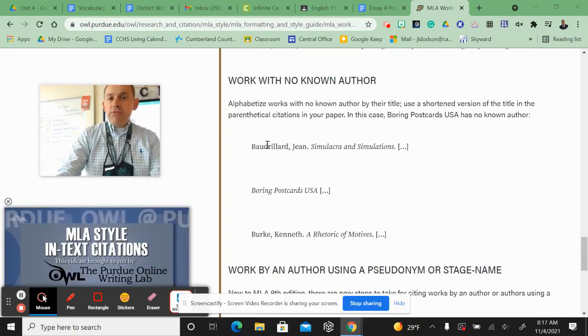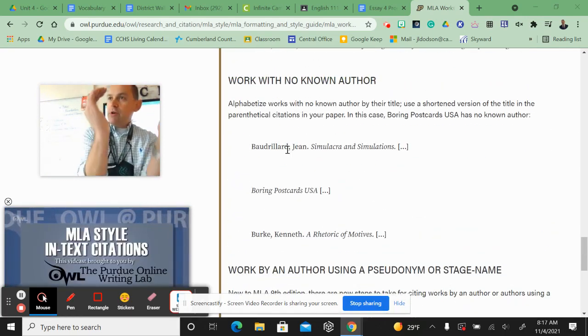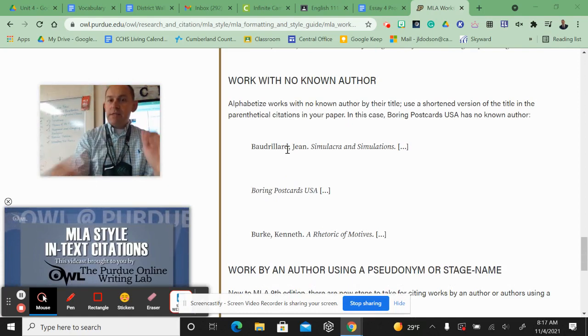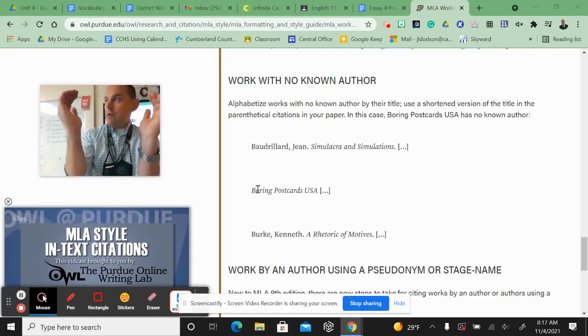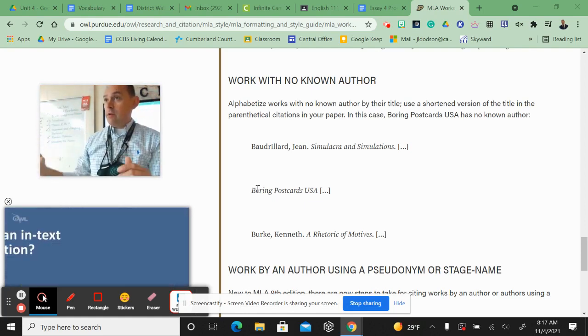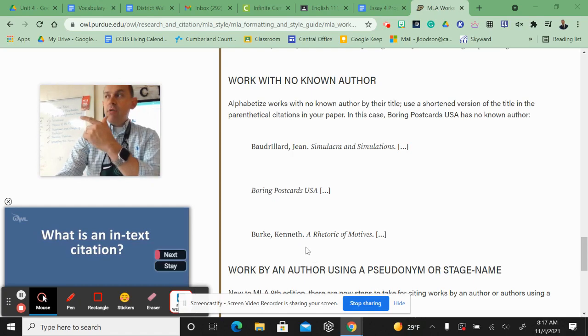And so whatever comes first in that entry on the works cited is what you include in the parenthetical citation. So if you have an author's last name, it's the author's last name. If you just had the title, then in parentheses you would put the title for the parenthetical citation. But you won't have to know that for this essay.